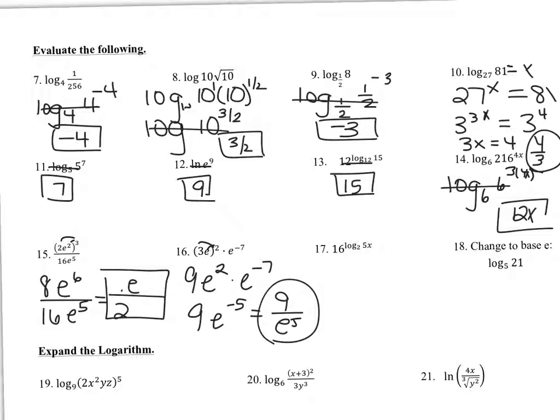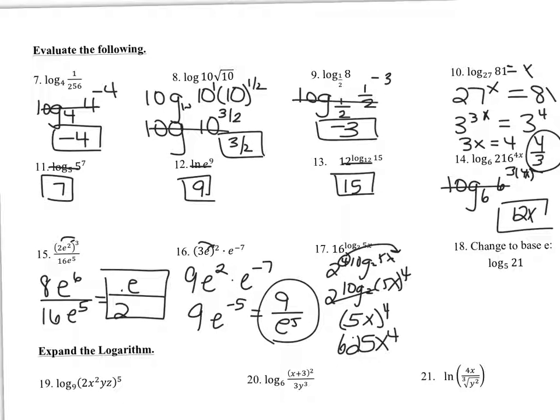If I look at this next one, 16 to the log base 2 of 5x. So 16, if I want to get a common base, that's 2 to the 4th, log base 2 of 5x. So this 4 coefficient should become an exponent. So this should be 2 to the log base 2 of 5x to the 4th power. So now those can cancel out. So now I'm left with 5x to the 4th power, which is 625x to the 4th.